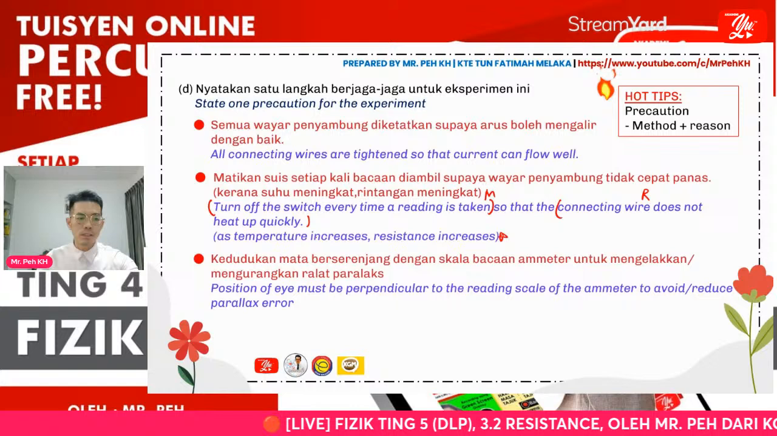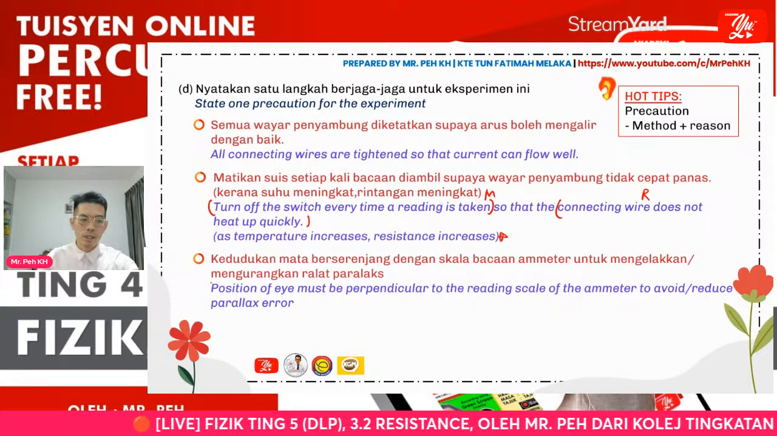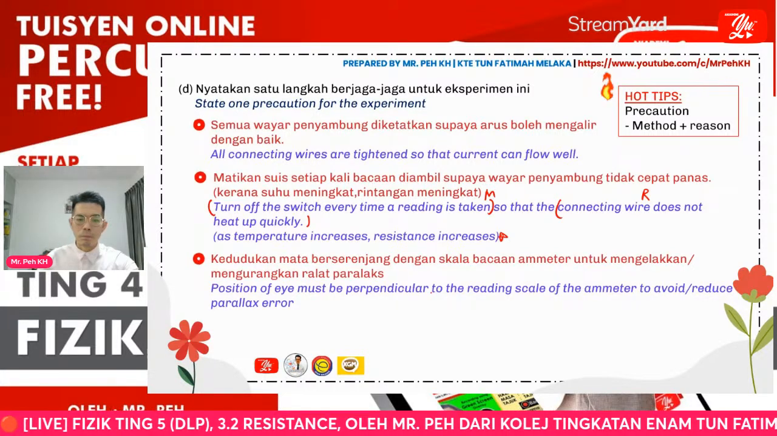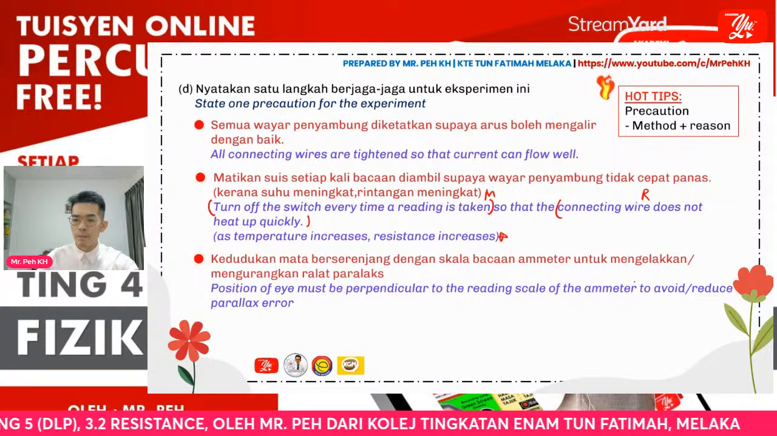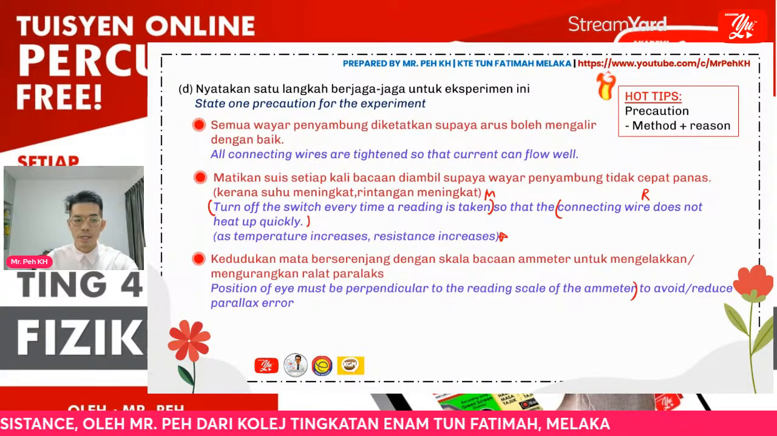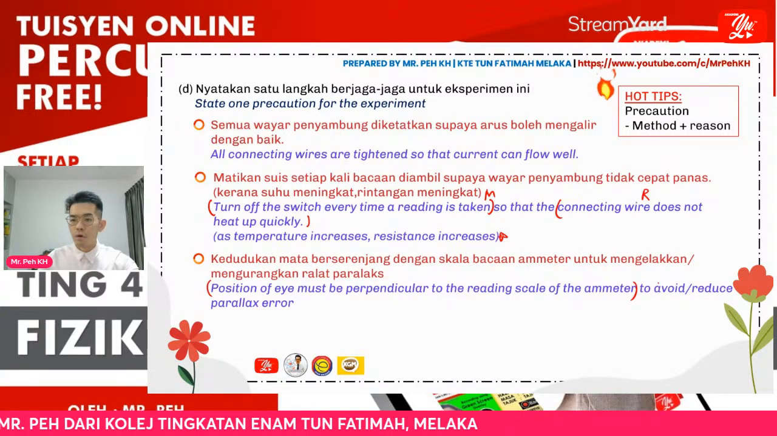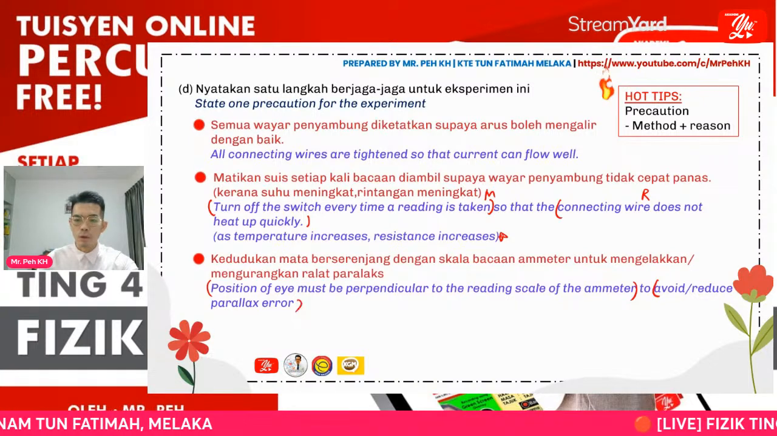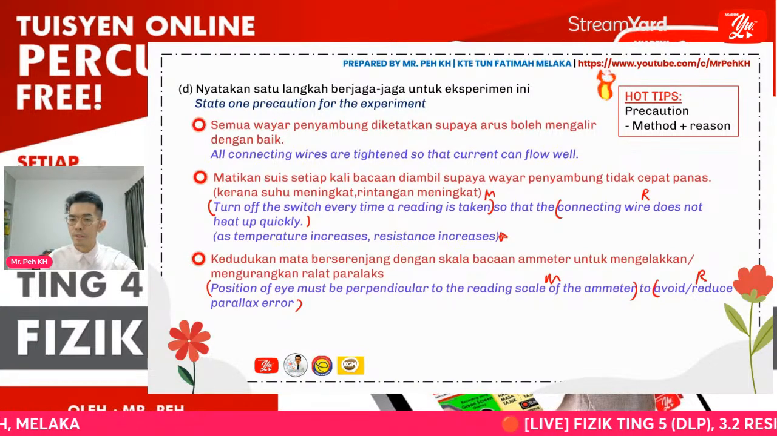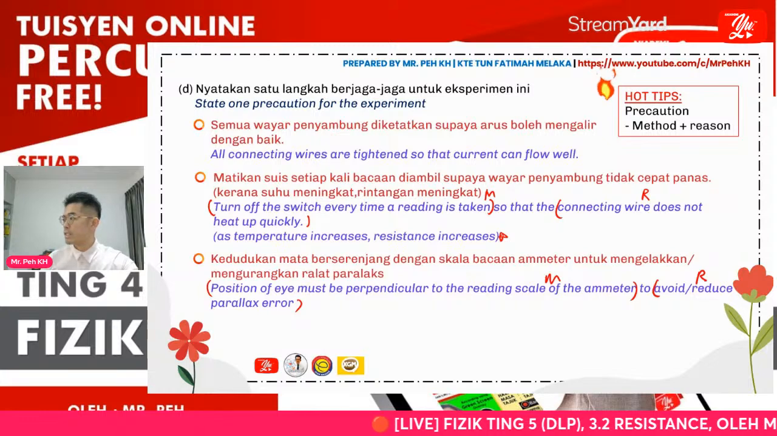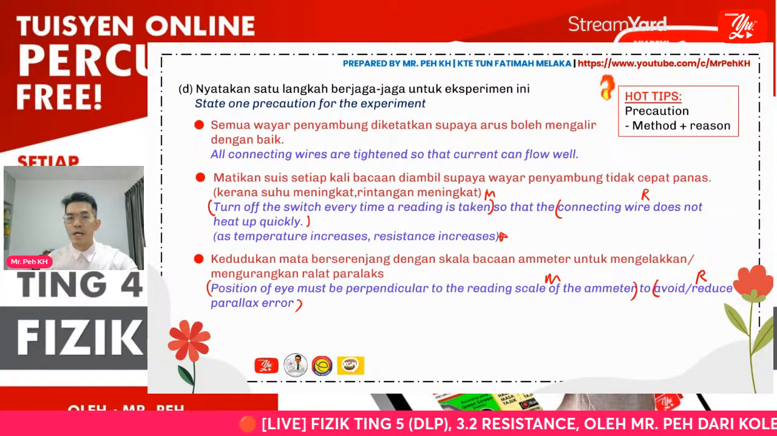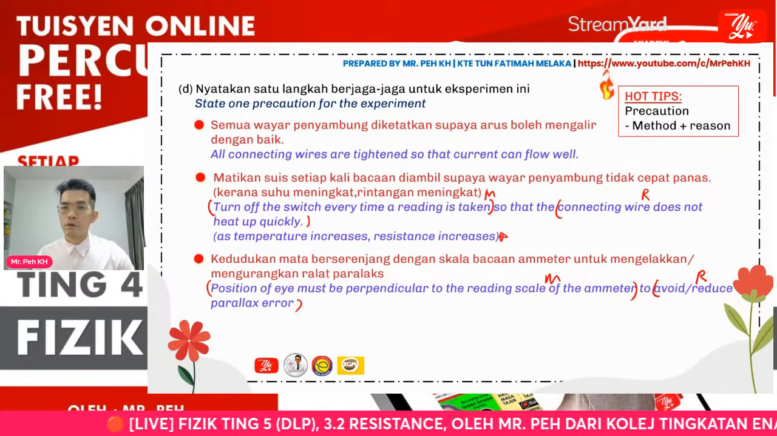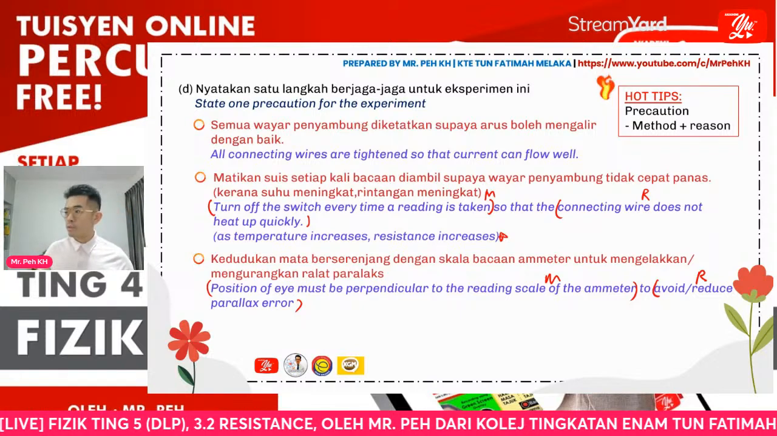Okay, then the next, you can also give this: the position of the eyes must be perpendicular to the reading scale of the ammeter or voltmeter also, right? Okay, so to avoid or reduce parallax error. So here we have a method and the reason. Okay, so the detail for the answering technique for paper 3, you can get more in my channel.